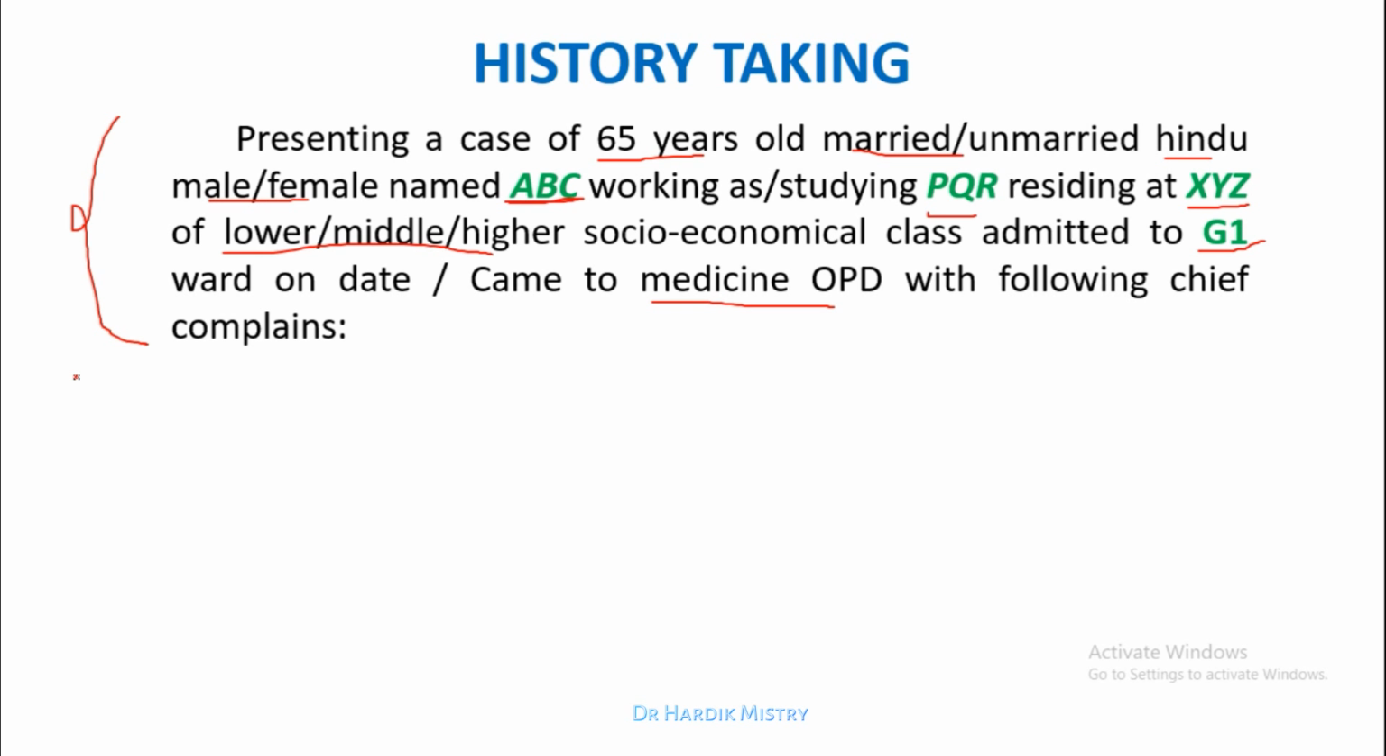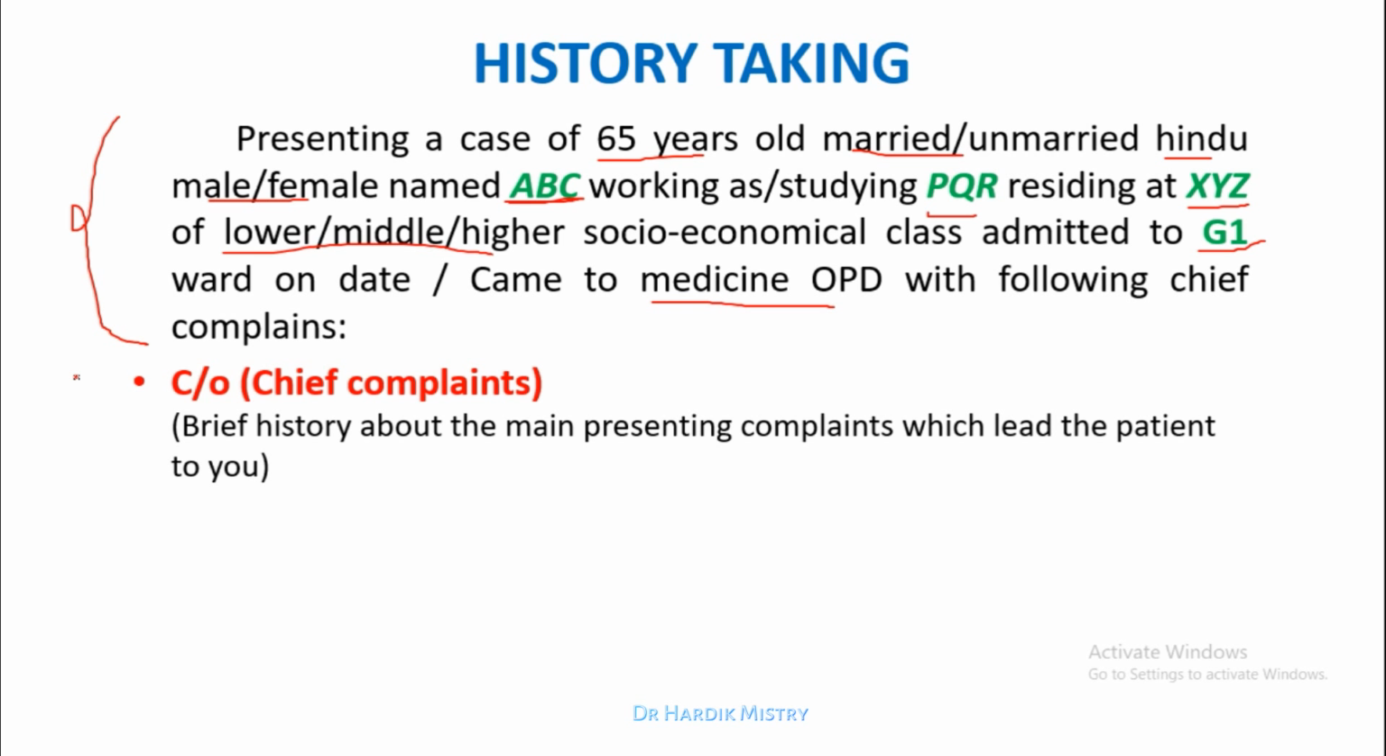Chief complaint. The first step in history taking after the recording of preliminary data is to state quite briefly the exact nature and duration of the chief complaint or the presenting symptoms. So chief complaint is the next step: a brief history about the main presenting complaints which lead the patient to you. In the chief complaint, you have to write only the complaints which the patient has and which lead the patient to you, and you have to write the oldest complaint first.